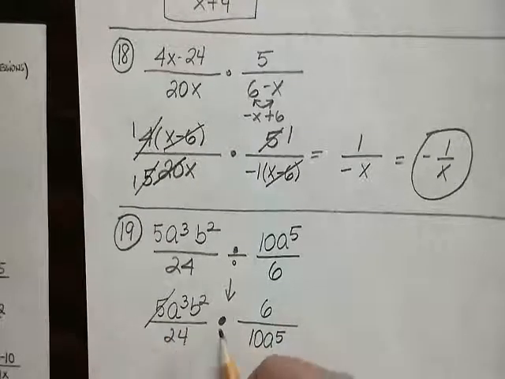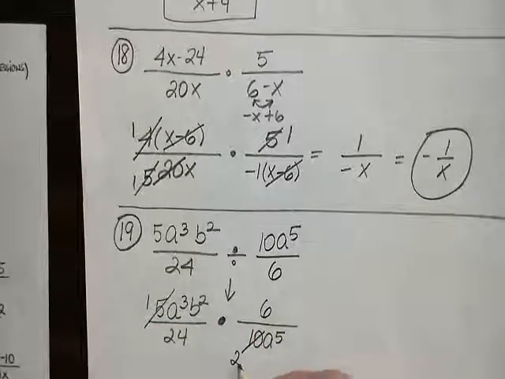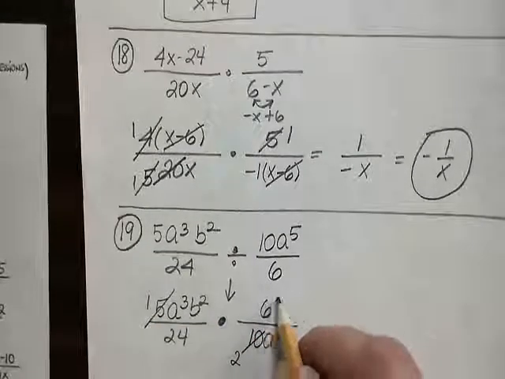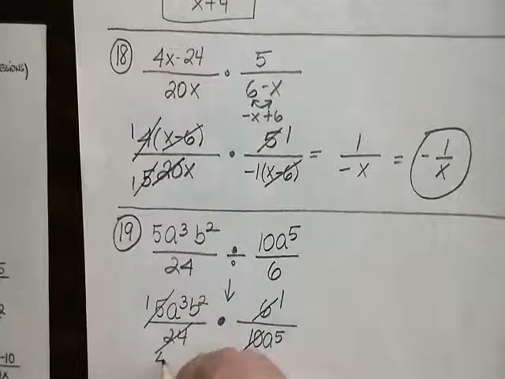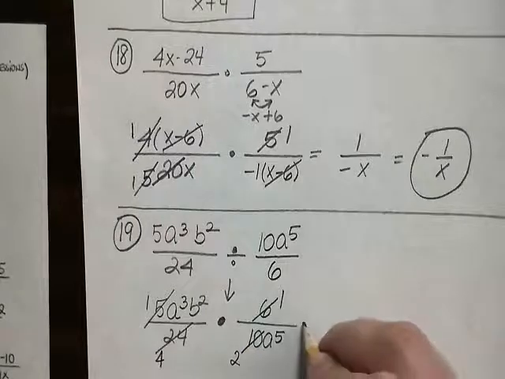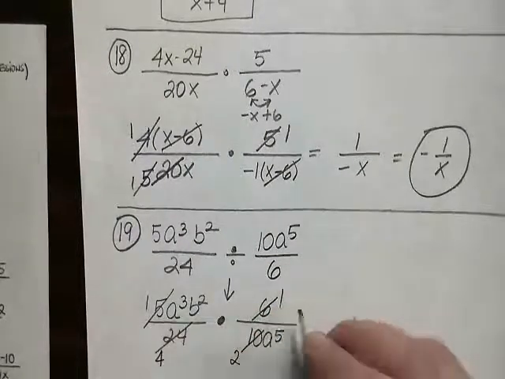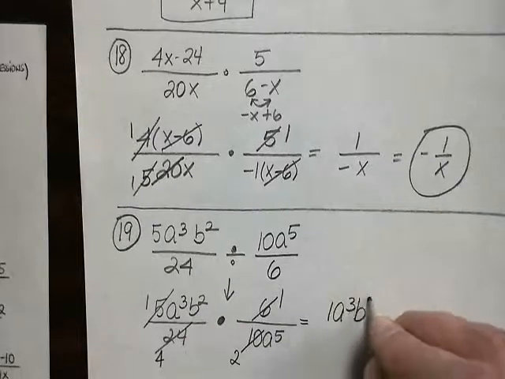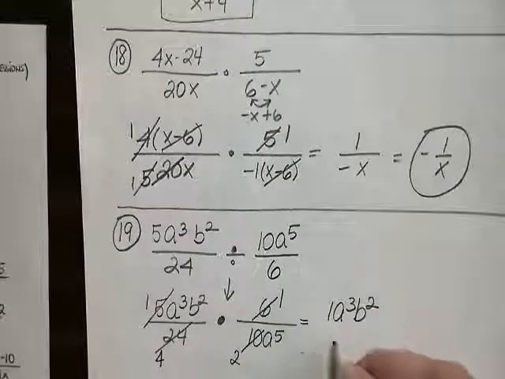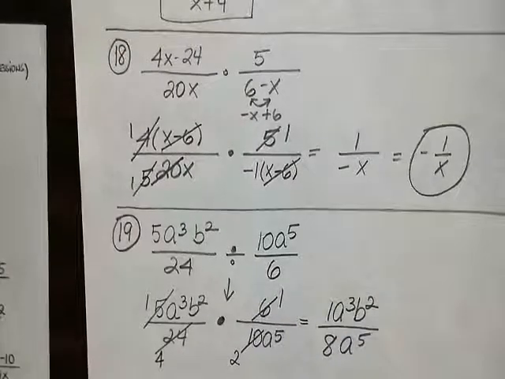I notice that 5 cancels with the 10, so 5 goes into 5 once, 5 goes into 10 two times. Also 6 cancels with 24. 6 goes into 6 one time, 6 goes into 24 4 times. Now the best thing to do next is just multiply the top. So 1 times 1 is 1, a cubed, b squared. On the bottom I have 4 times 2 is 8, and I have a to the 5th.